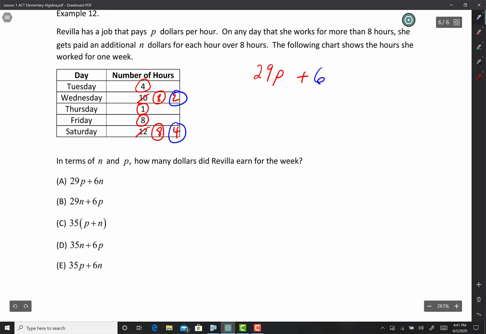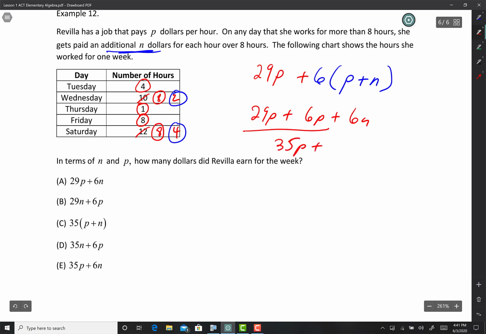4, 5, 6. 6, and that is P plus N because she's getting paid an additional N dollars. P plus N. So there it is, guys. Let's see what that is. Well, I don't see it in here written that way. So let's see what that is total. 29P plus 6P plus 6N. 29P plus 6P, that is 35P plus 6N. 35P plus 6N. Man, those guys, they're tricky.